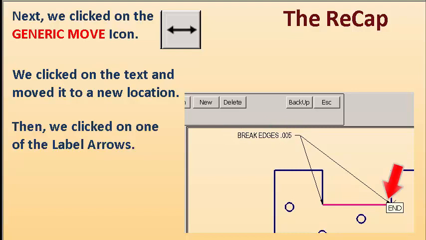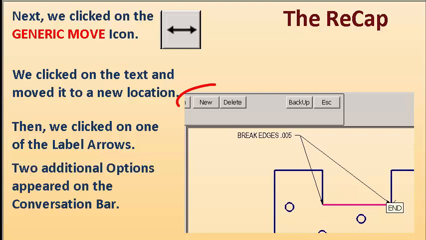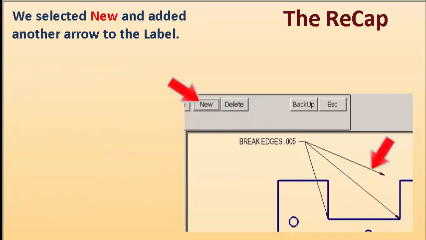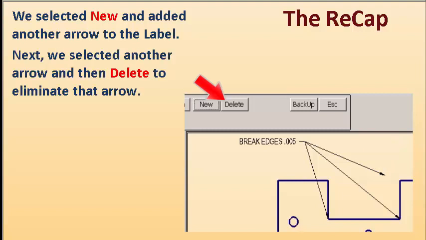Then we clicked on one of the label arrows. Two additional options appeared on the conversation bar. We selected New and added another arrow to the label. Next, we selected another arrow and then Delete to eliminate that arrow. So you can see you have many options when working with labels in KeyCreator.